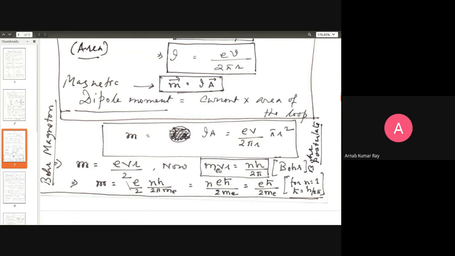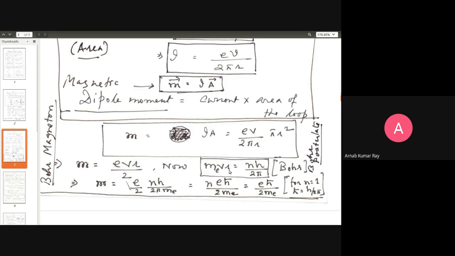m_e v r, this M and this M are not to be confused. This M is the magnetic dipole moment M, and this M with a subscript e is the mass of the electron. This m_e v r is the magnitude of the angular momentum of the electron. The electron is going round and round.